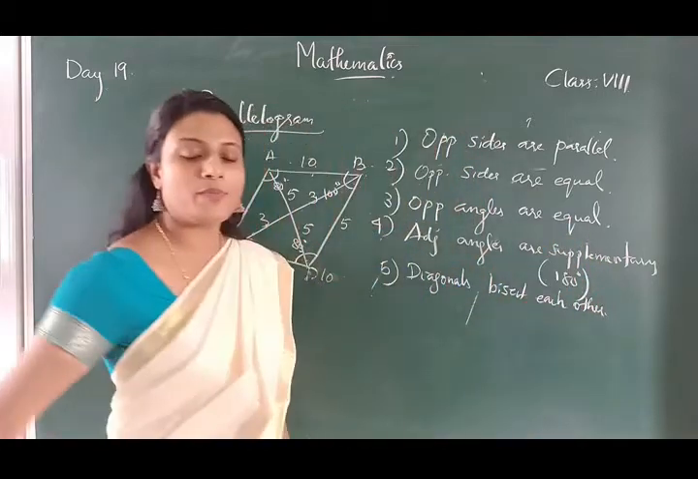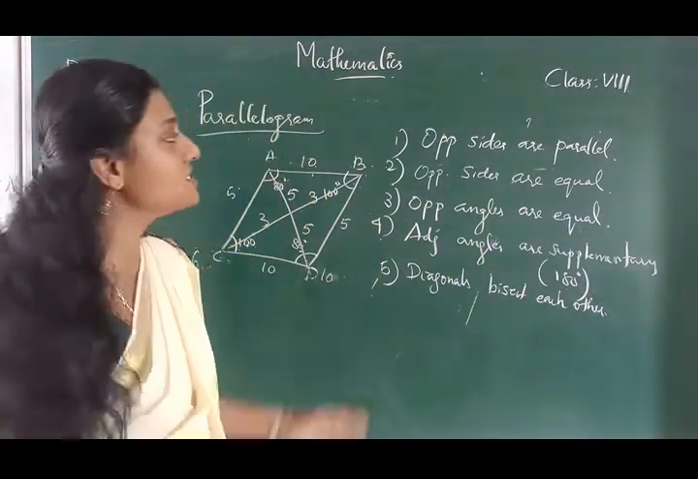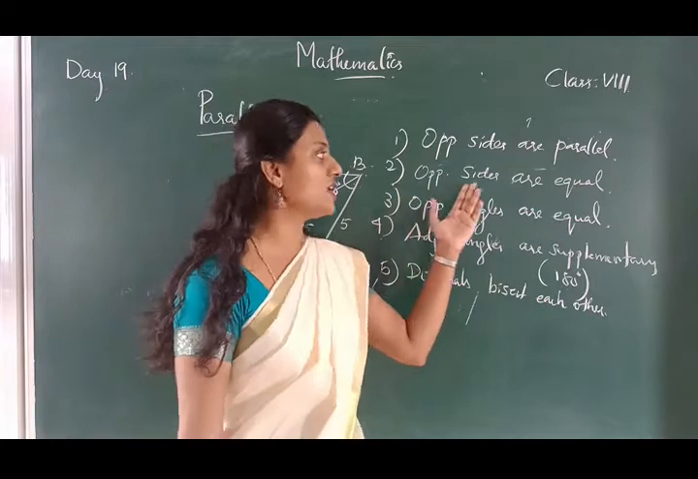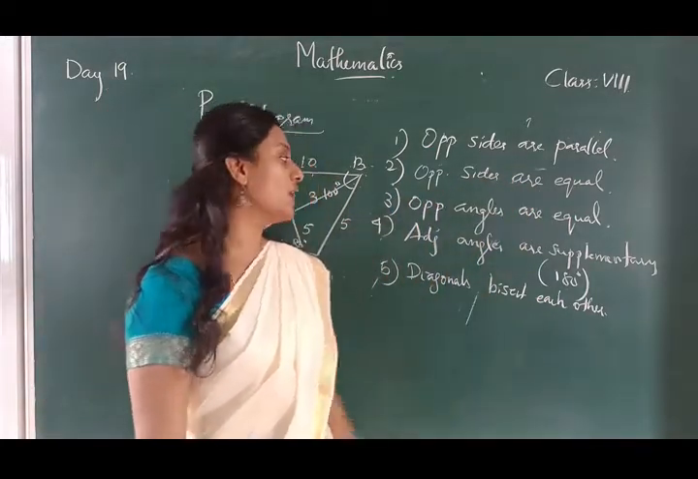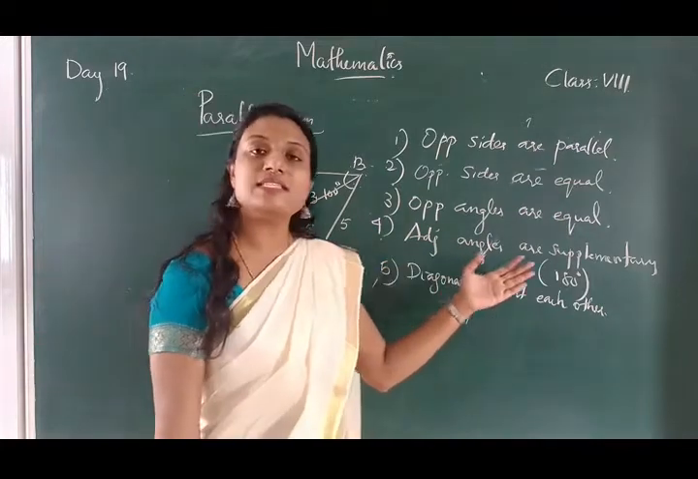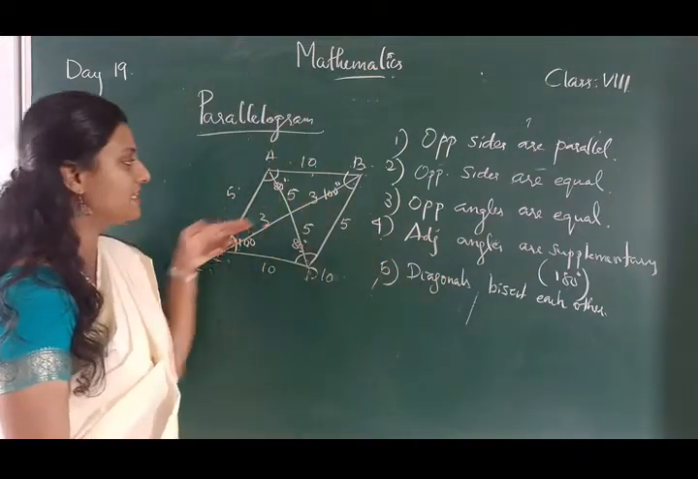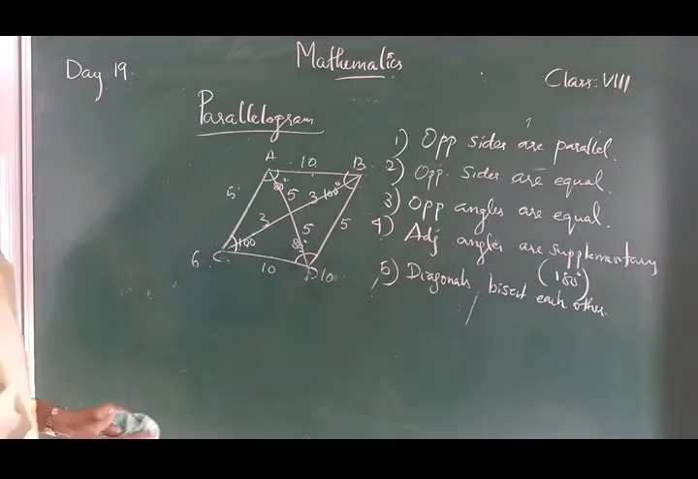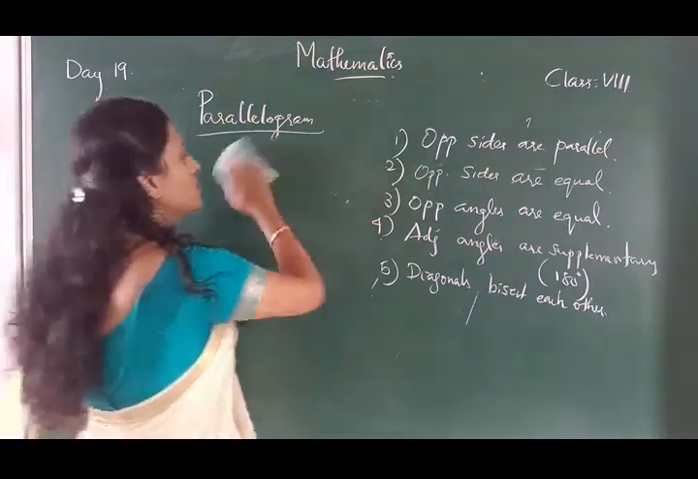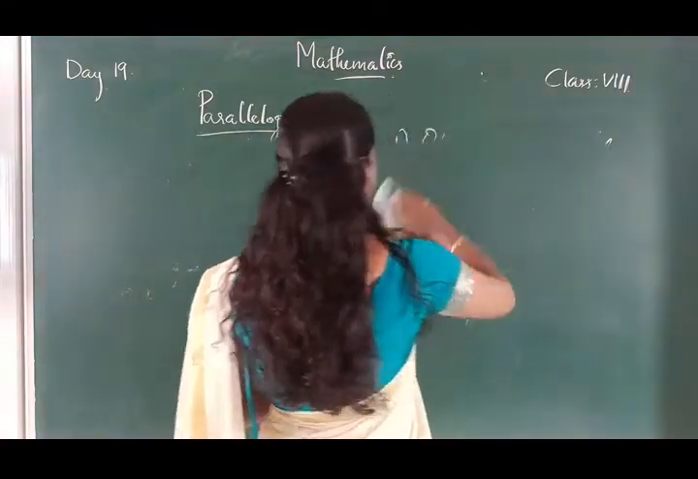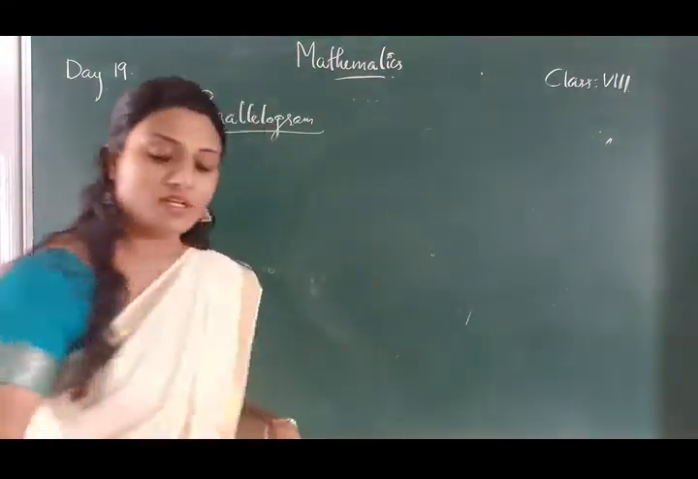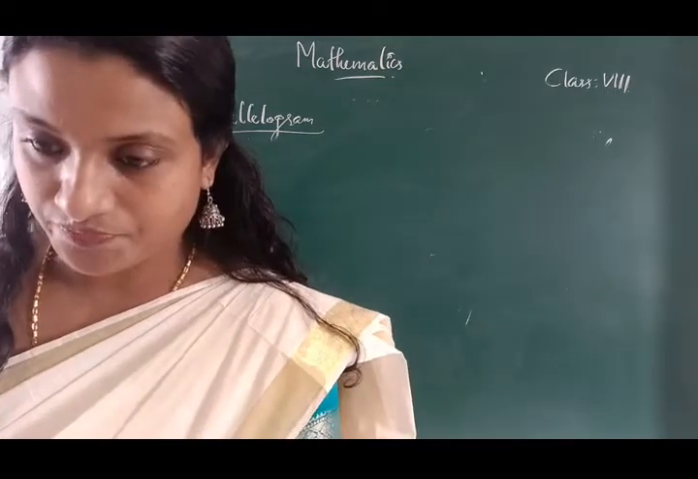So these are the five main properties of a parallelogram. First one is opposite sides are parallel. Second one is opposite sides are equal. Third is opposite angles are equal. Next is adjacent angle sum is 180 degree, and the diagonals bisect each other. Next one, we are going to do problems based on this parallelogram. It's very important section.